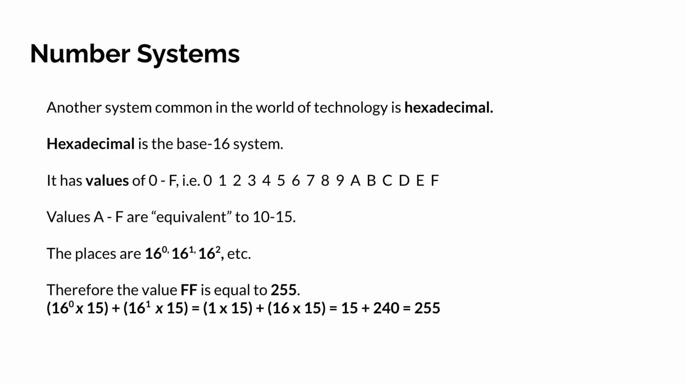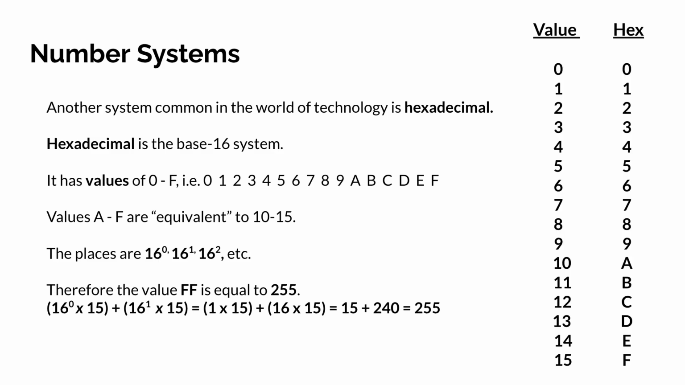For example, the value FF is equal to 255. So we're only using two places and two values there, and we can get 255. That's FF, where 16 to the 0 times 15 plus 16 to the 1 times 15 is 15 plus 240, which gives us 255. Here is a quick chart. You will want to have this either written down or at least have it in your head when you're taking the exam for doing these conversions.